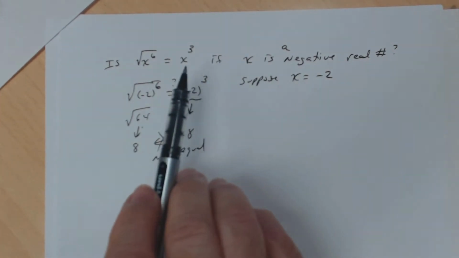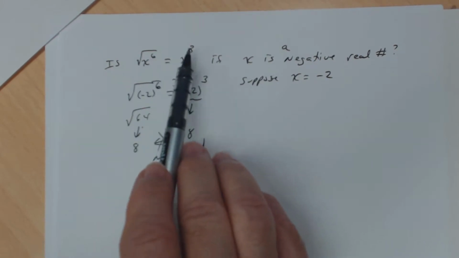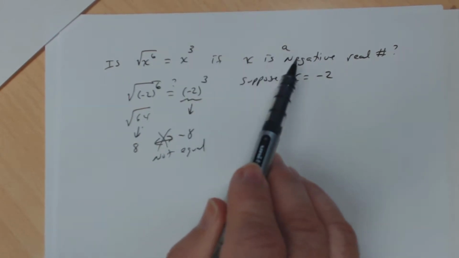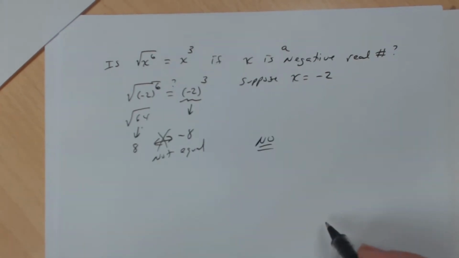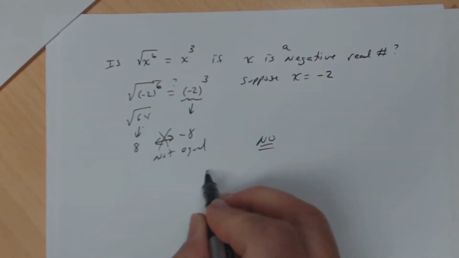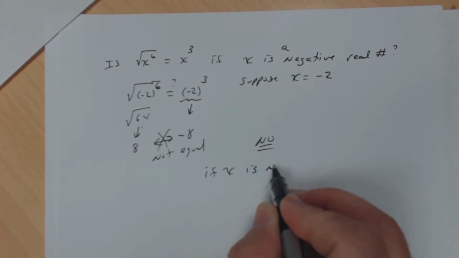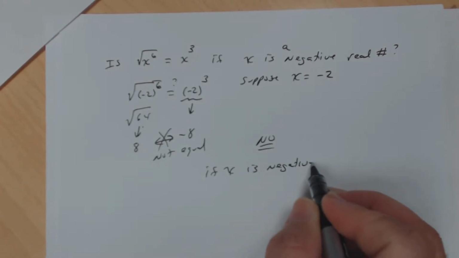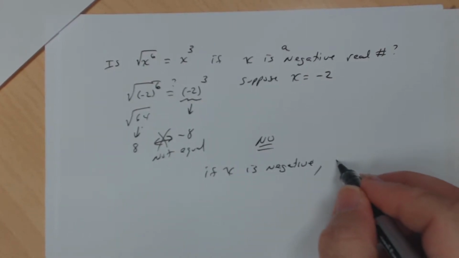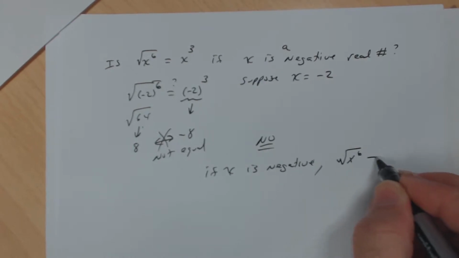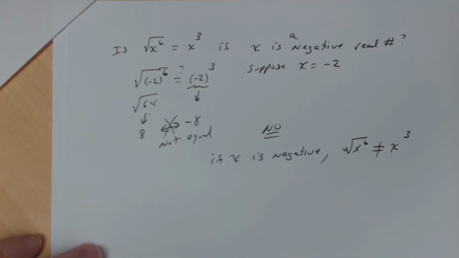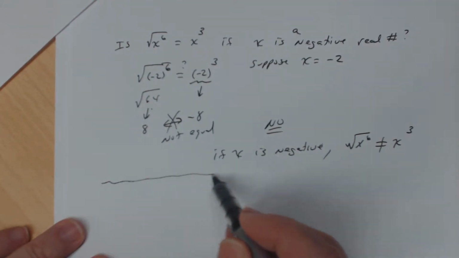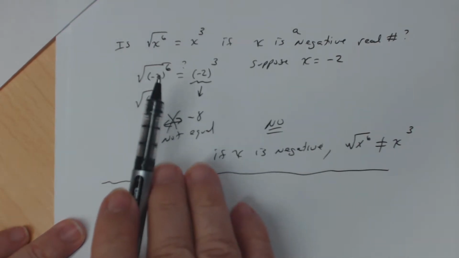So the question is, is this expression equal to this expression when x is negative? And the answer is no. No, they're not equal. So if x is negative, the square root of x to the 6 does not equal x cubed. Okay? All right. Now we're going to come back to this in a little while.